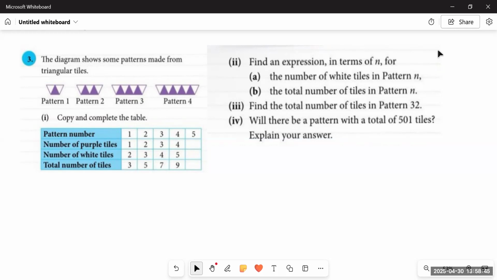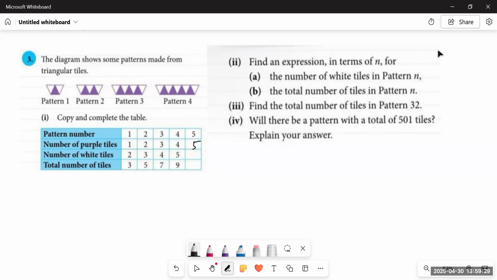So whatever is the number of the pattern, there will be the same number of shaded triangles. And if we talk about the unshaded ones, they are one more than the shaded ones. Okay. If there is 1 shaded triangle, there would be 2 unshaded. If there are 2 shaded triangles, there would be 2 plus 1, 3 unshaded. If 3 shaded, then 4 unshaded. 4 shaded, 5 unshaded. So whatever is the pattern number, we have to find out the number of purple tiles, that is the shaded ones. It is the same number as the pattern we are talking about. Okay. So you can see that whatever the pattern number is, the number of purple tiles is the same. 1 is to 1, 2 is to 2, 3 is to 3, 4 is to 4, 5 is to 5.